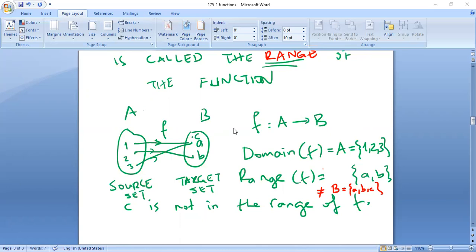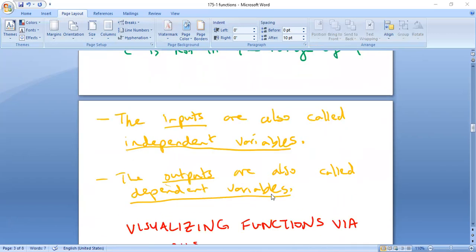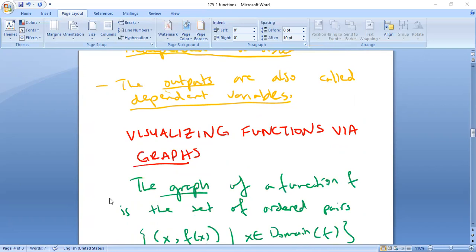Well, the domain is naturally all of the inputs 1, 2, 3. So it's the whole set A, but the range of the function is only A and B. But remember, the set B is A, B, and C, which C is not in the range of the function. So we have to be careful. The range of the function can be, and usually actually generally is, smaller than the whole target set B, okay? And then in most of the books and also in our textbook, you might see these terminologies for the inputs and outputs. Inputs are also called independent variables, and outputs are also called dependent variables.